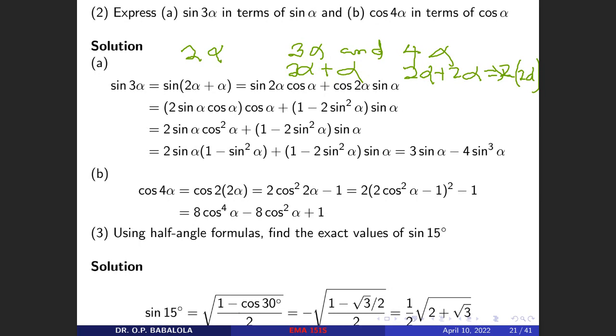So in this case now, in sine, we have represented 3 alpha as 2 alpha plus alpha, okay? And then we now want to use the addition formula to simplify this. We have used the addition formula here, and then you continue. By the time you're done using the formulas, our final answer will be 3 sine alpha minus 4 sine cube alpha. Please try to solve this in your own time.